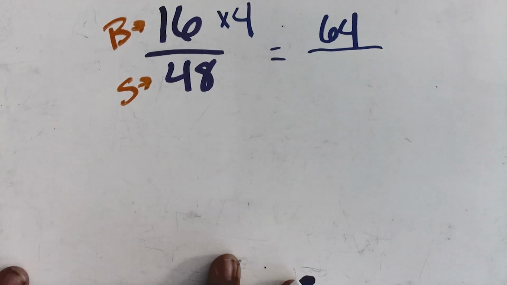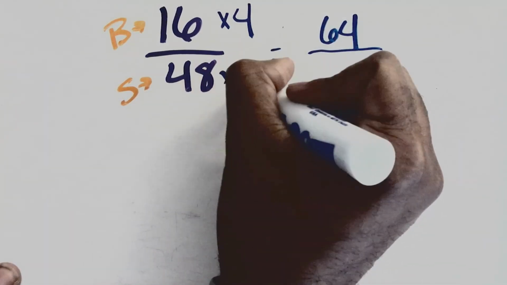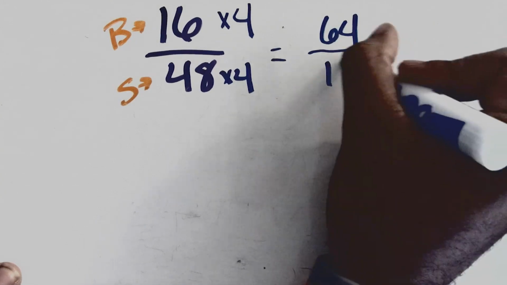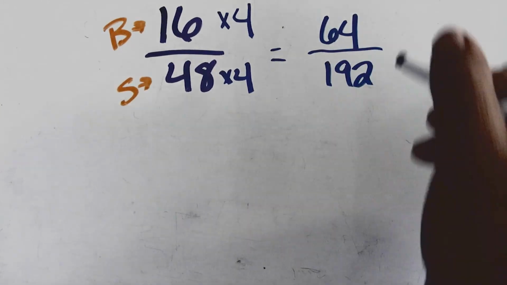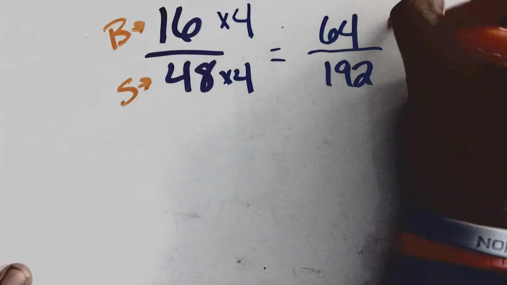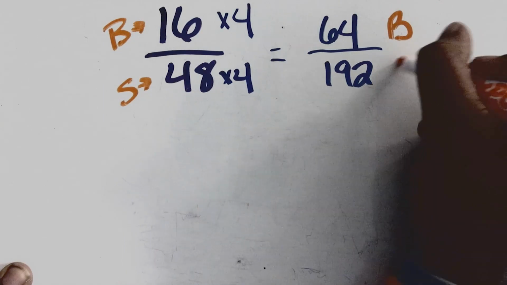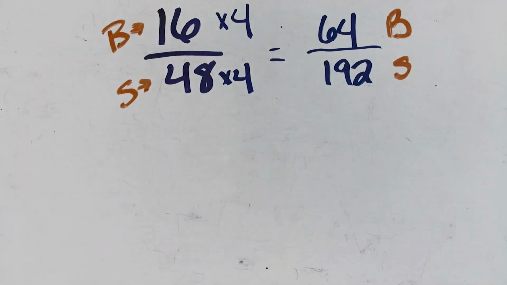Do you remember that from our previous lessons with equivalent fractions? And that's going to give me 192. So now I know that I have 64 basketball players and 192 soccer players. Good job. Let's try another one.